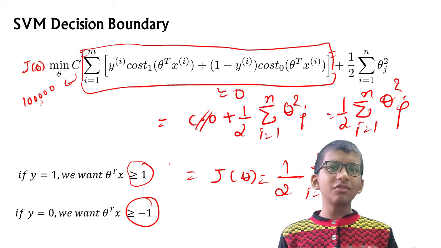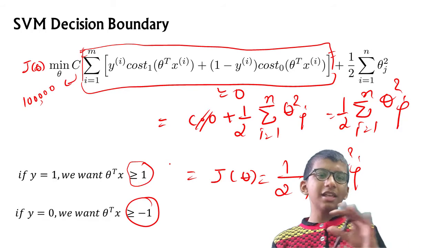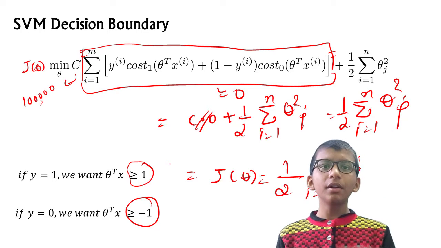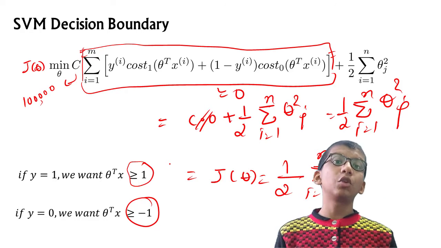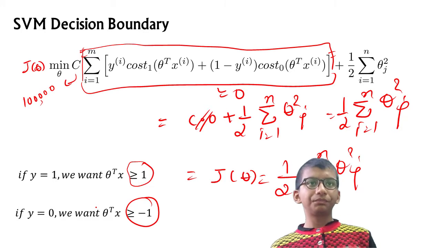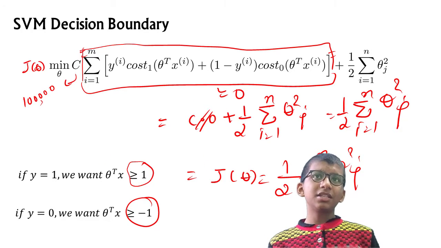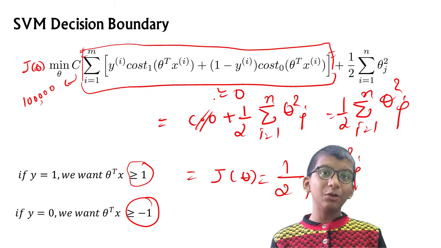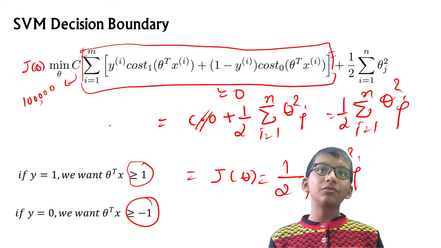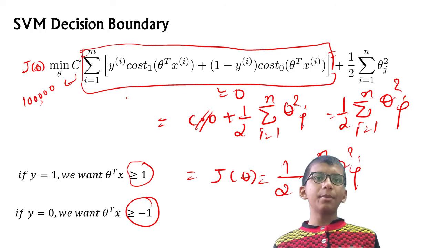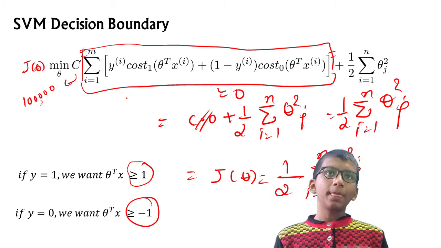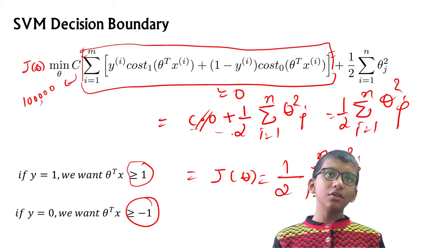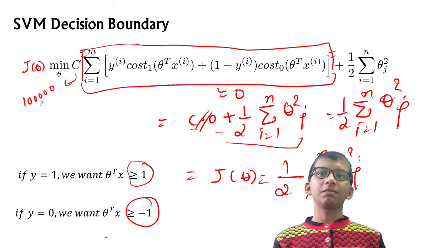Just try to sit in front of your computer, take a copy, and start writing whatever I'm explaining here. We just make this equal to 0, so that the theta parameters are chosen such that C times 0 gives us this.